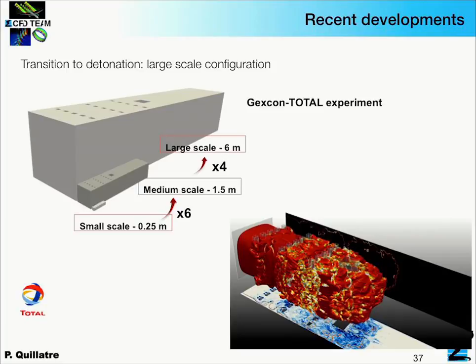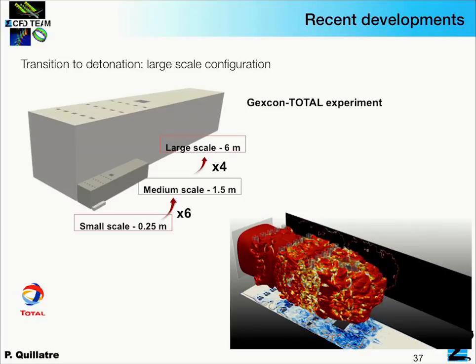Okay, so the parameterization, for example, of the wrinkling of the flame has been validated in quite small flames. And the question was, is it still valid for large flames? And the answer was no, and we had to develop a new function, a new parameterization, a kind of dynamic approach for the wrinkling factor of the flame surface. And here is an example of what we get.